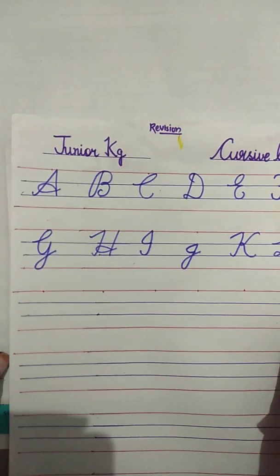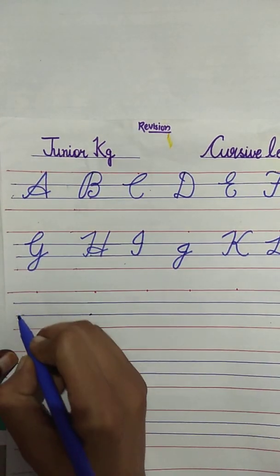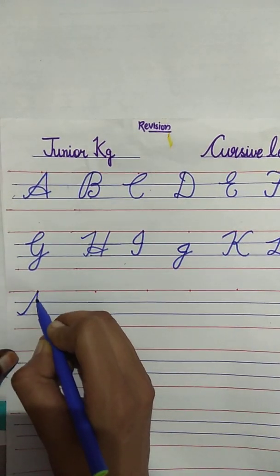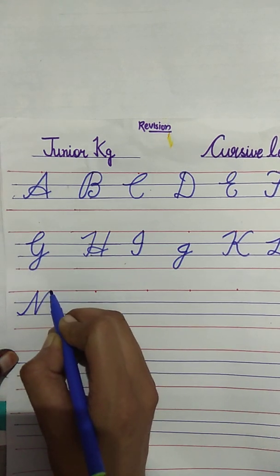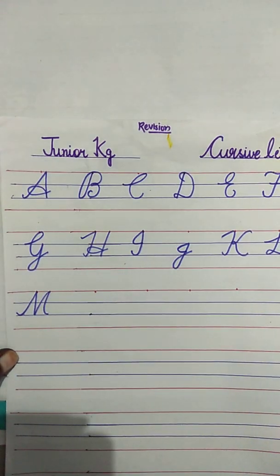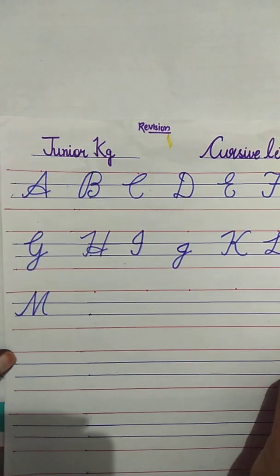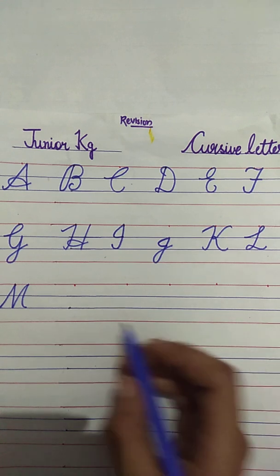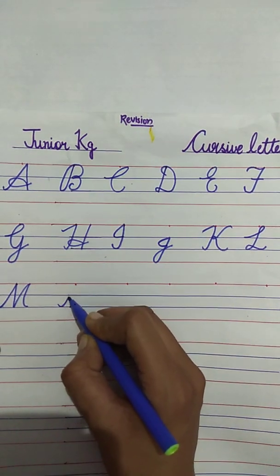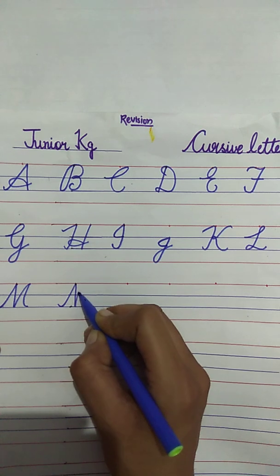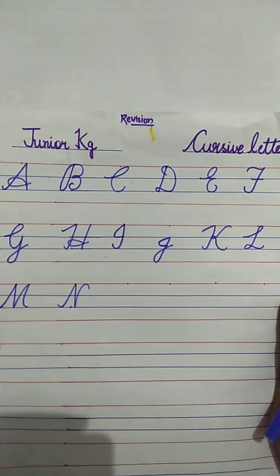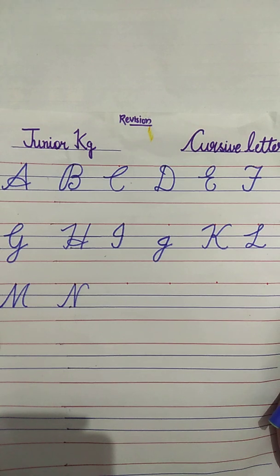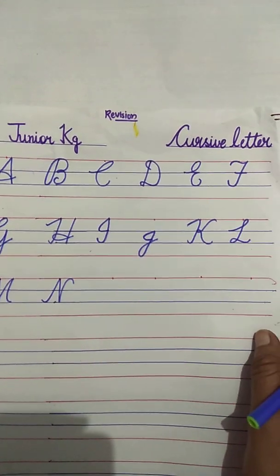Now the next letter M. M for monkey. See here. Draw a slanting line, one more slanting line, one more, and this is last slanting line. M for monkey. The spelling of monkey is M-O-N-K-E-Y. Monkey. Now the next letter is N. N for nest. See here, a slanting line, again a slanting line, then one more slanting line. N for nest. The spelling of nest is N-E-S-T. Nest.